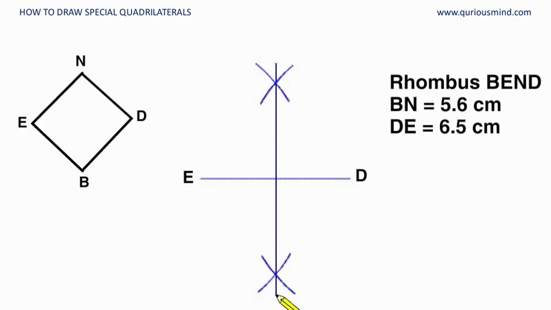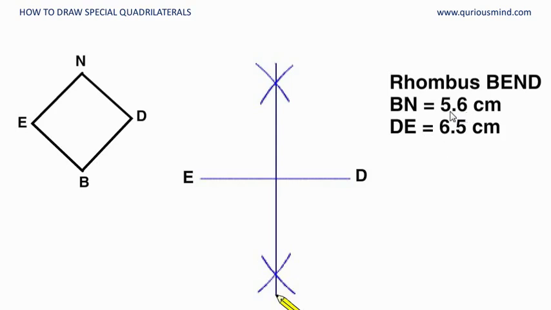Now here is the reason I asked you to draw the diagonal which had a measurement which was an odd number, because dividing the odd number by 2 will give you a decimal which will be difficult to find on the ruler. Finding 2.8 centimeters on a ruler is easy. Finding 2.85 is difficult. So that was the reason why we drew first the diagonal which has a measurement which was an odd number.